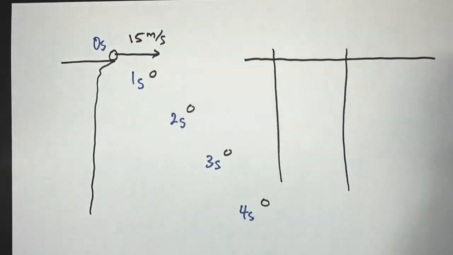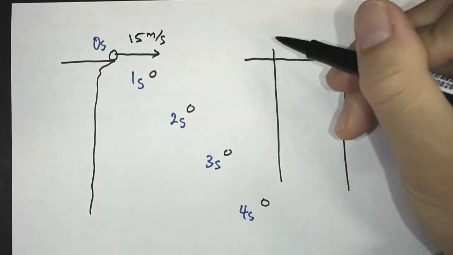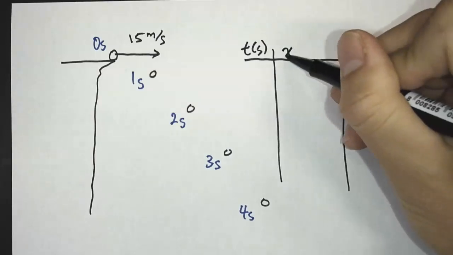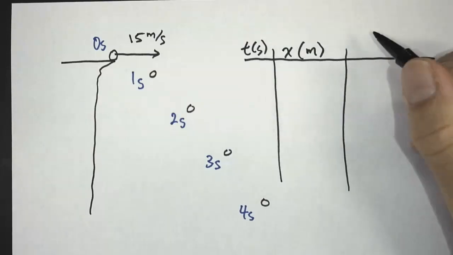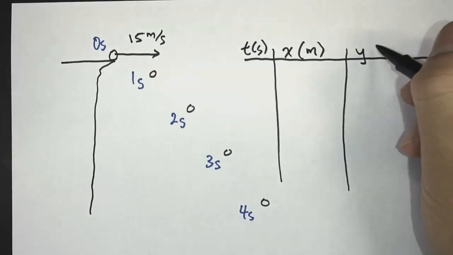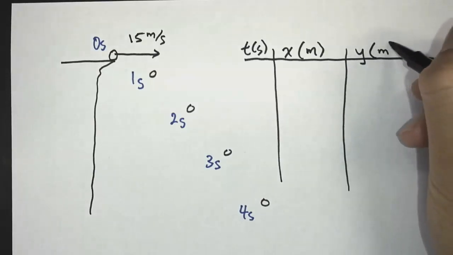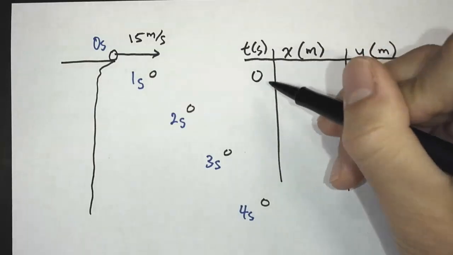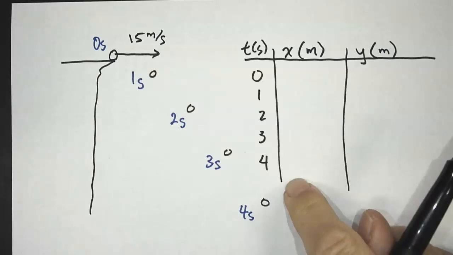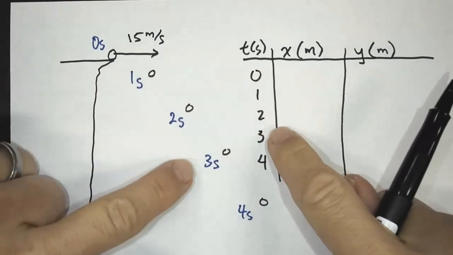Just like before, the first column will be for the time in seconds. The second column will be the horizontal position, measured in meters. The third column will be the vertical position, measured in meters. So we're looking at 0, 1, 2, 3, and 4 seconds, which is here, here, here, here, and here.